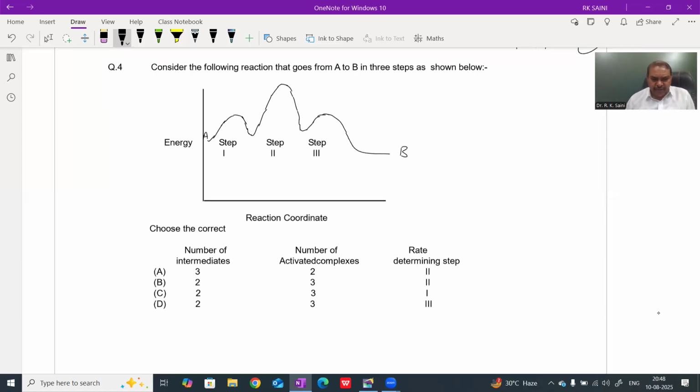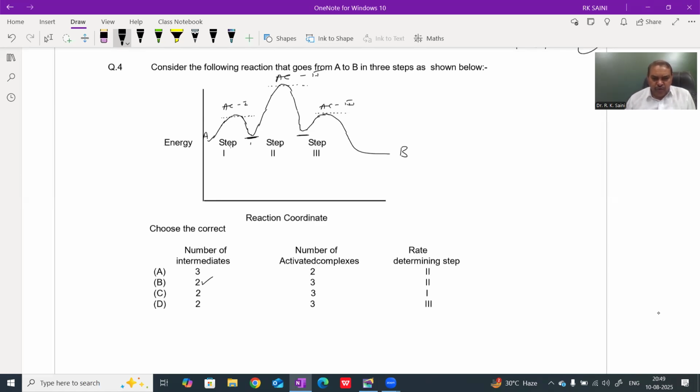Question: choose the correct statement. The number of intermediate species: the intermediate species are 2, namely between the first and second step, and between the second and third step. Therefore, the number of intermediate species is 2. Next, the number of activated complexes. The highly unstable, loosely bonded, high energy species is known as the transition state or activated complex. Therefore, 3 activated complexes are there: activated complex 1, activated complex 2 and activated complex 3.